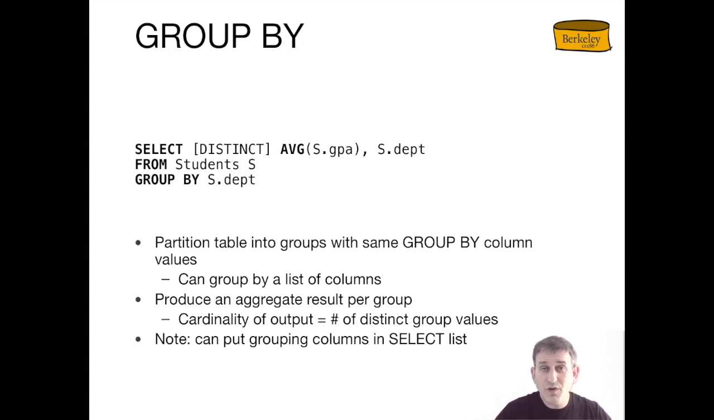So the number of rows in the output, sometimes called the cardinality of the output, is going to equal the number of distinct group values, because for each group, we're going to compute the aggregate average s.gpa. And notice that if something's in the group by list, it can also be in the select list. So department here can be used to tag each group with the name of the department. In this output, we'll see the average and the department that average came from. It's very useful to have the group by columns in the select list.